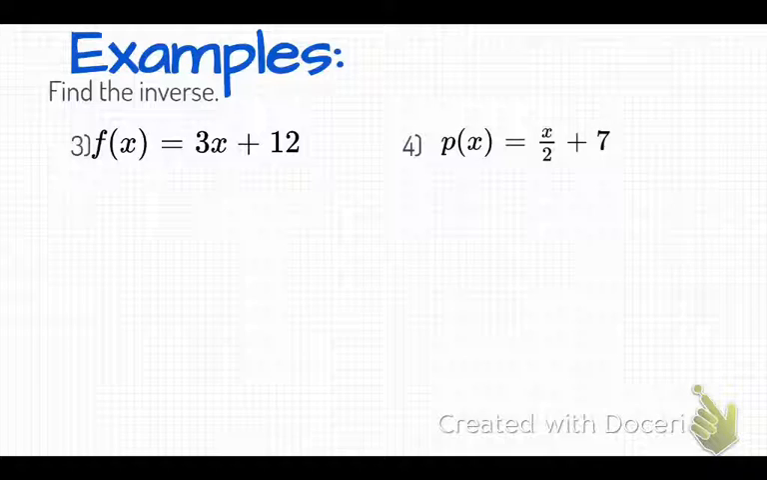Now, will I always have f of x? No. I'm just putting f of x because that's our general function name. It's shorter and easier to write. But whatever the function name is, change that to y. So please include that on your toolkit.